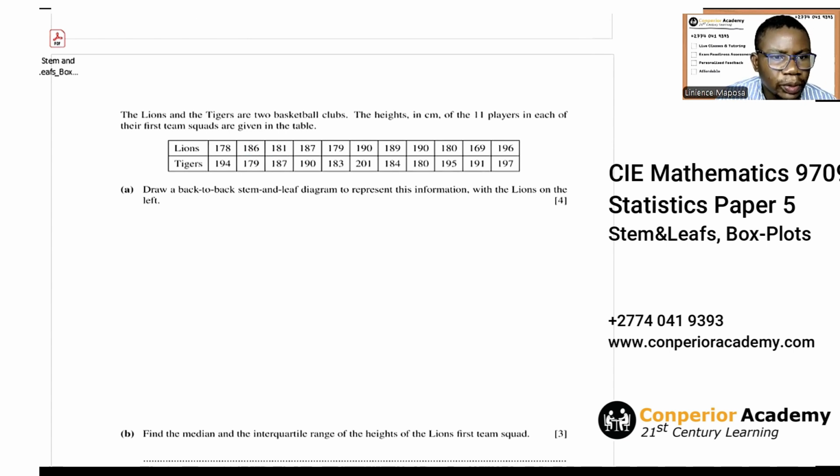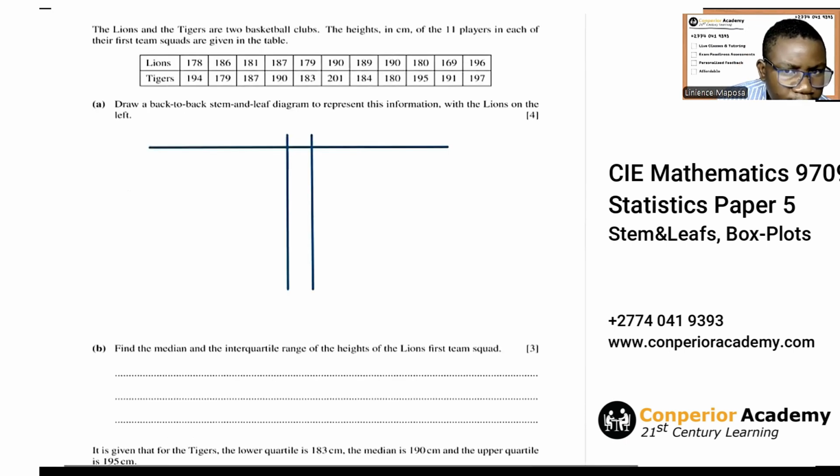Okay, so we will have to sort out the data and then draw a back-to-back stem and leaf diagram. You have also been told that the lions must be on the left-hand side, so follow instructions. So I will have the lions on the left-hand side, and then I will have the tigers on the right-hand side.